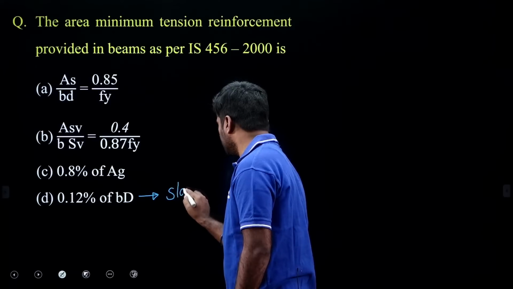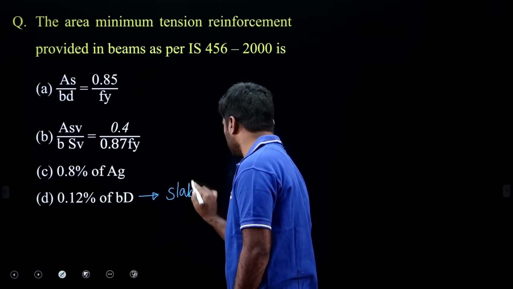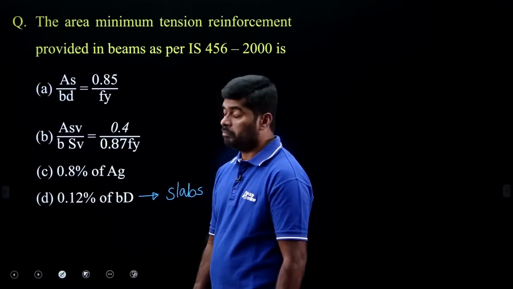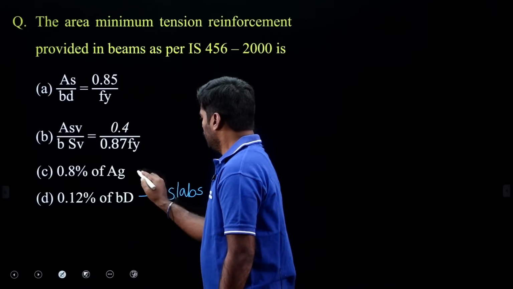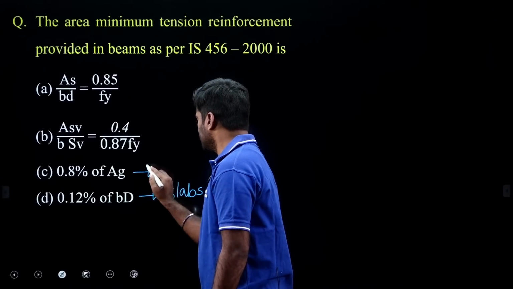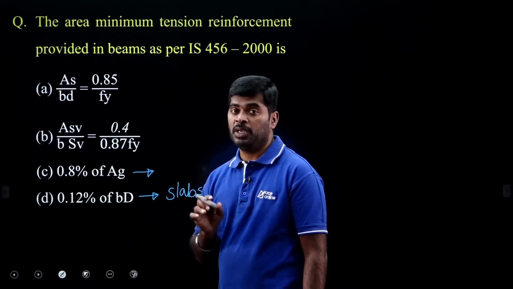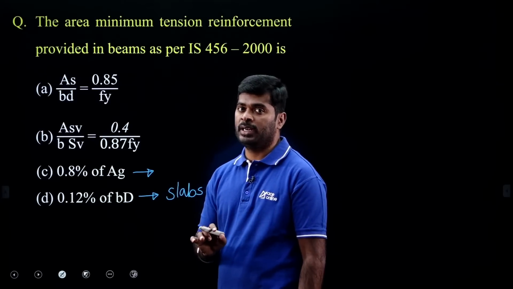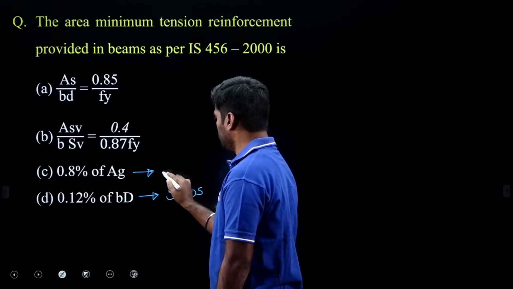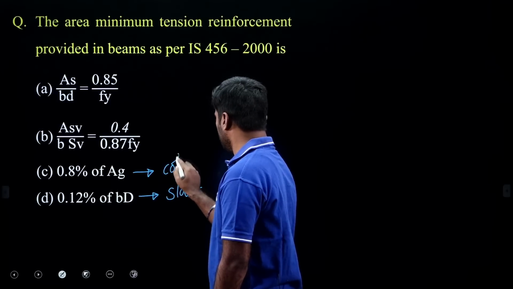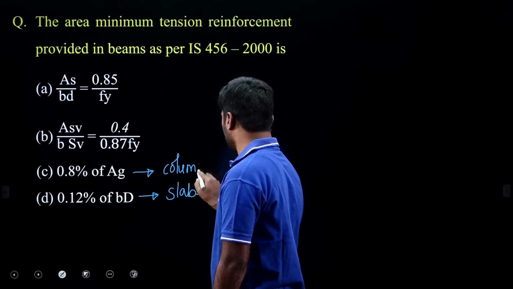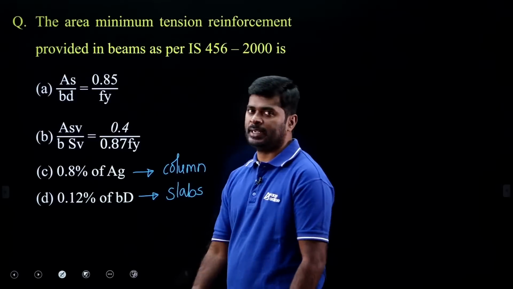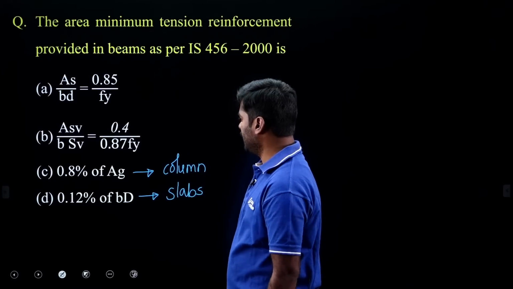in slabs as per IS 456-2000. In slabs, that is the minimum area of steel. 0.8 percentage of gross cross-sectional area is the minimum area of longitudinal steel in a column. My dear, it is for columns. Minimum steel requirement for columns is 0.8 percentage of gross cross-sectional area.